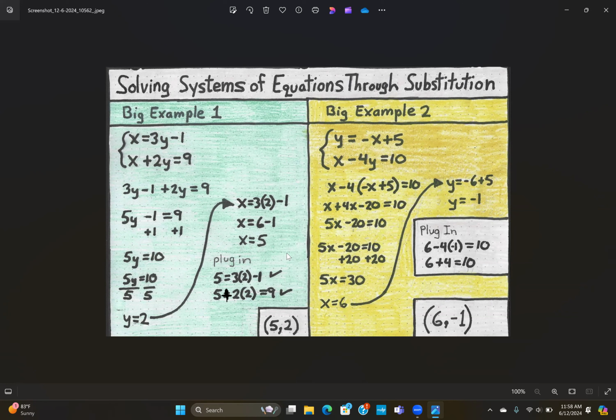All right, you received a lot of information, but that's okay. You can pause the video and give this thing a once-over, or replay this video as many times as you need to gain a deeper understanding of how to use the substitution method to solve a system of two equations.